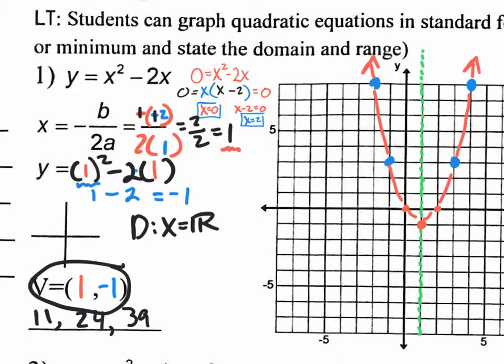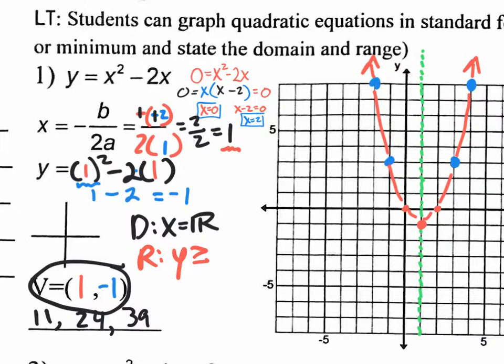How about the range? The range are the y values. So I want to say y, but I can't say equals. It's either greater than or equal to or less than or equal to. And that all depends if the parabola is above, opening up, or below a certain value. So what is this going to be? Greater than or equal to or less than or equal to? Greater than or equal to, because the parabola is opening up. And it's greater than or equal to the y value of your vertex.